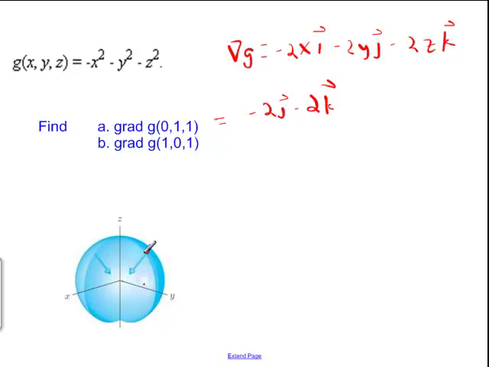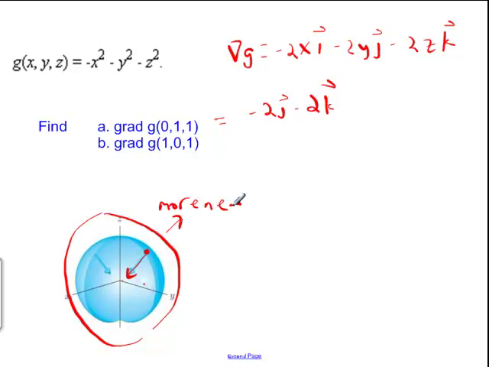That's this point right here. And notice that our vector, negative 2j minus 2k, is pointing into the circle. And that makes sense because our level surface, as we go out, gets more negative. And remember that our gradient vector points in the direction of the greatest increase. So it's pointing in because our inner circles become more positive.